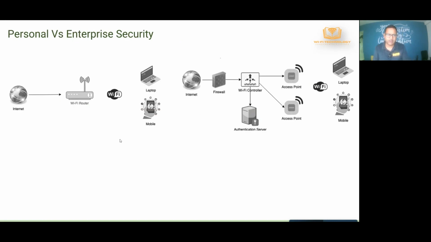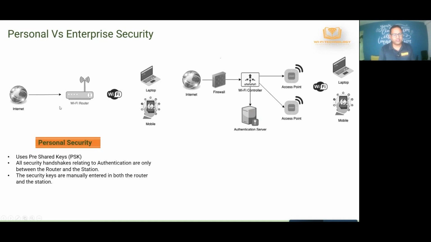So again, coming back to how personal and enterprise security works, if you're doing personal security, then you manually enter the keys. There's only the Wi-Fi router, and there is a mobile device. You manually enter what we call a pre-shared key, a key that is shared ahead of time. That's why it's called a pre-shared key. You would enter the key here, you would enter the same key here, and then they'll communicate with each other. And once the connection is done, then you get access to the internet, right?